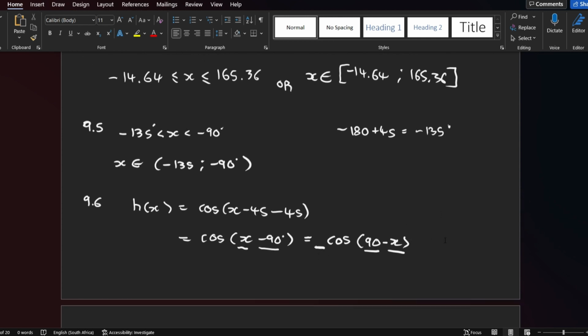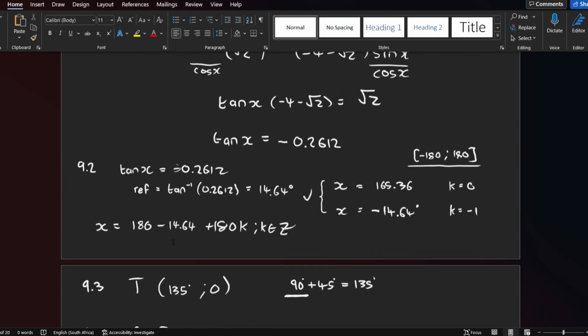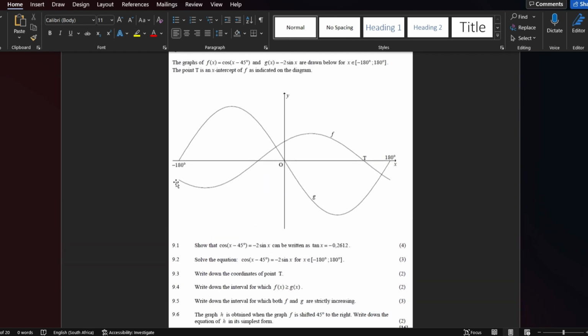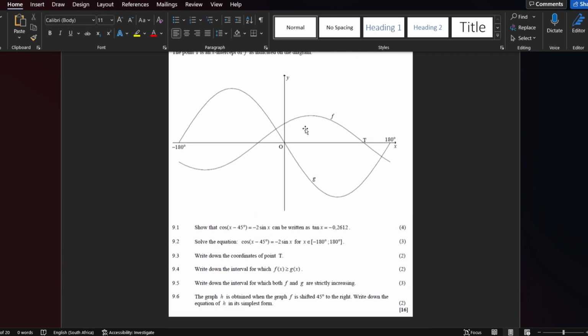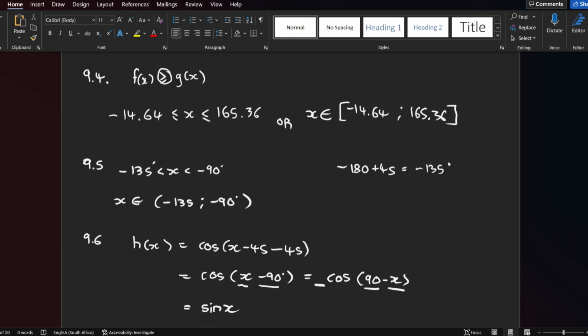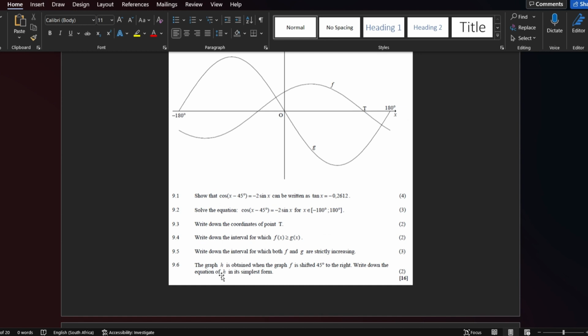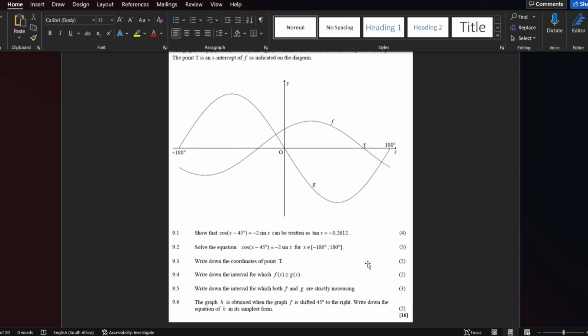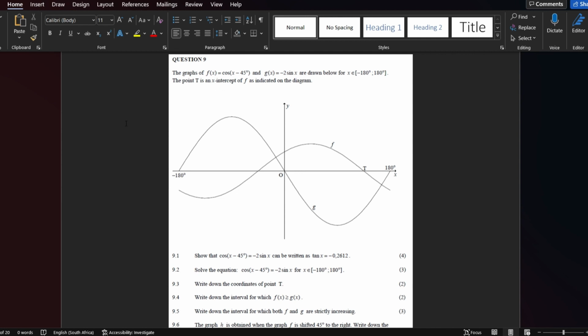And then we can lastly simplify this to give us sine x, because that is a cofunction, and 90 minus x is positive. It is in quadrant 1, so we get sine x. So that also allows us to see that a cosine graph shifted 90 degrees gives us a sine graph. So the simplest form of that expression will be h of x equals sine x, and that gives us the equation of h in its simplest form. That brings us to the end of question 9 on trigonometry, specifically trig graphs, and thank you everyone for watching.